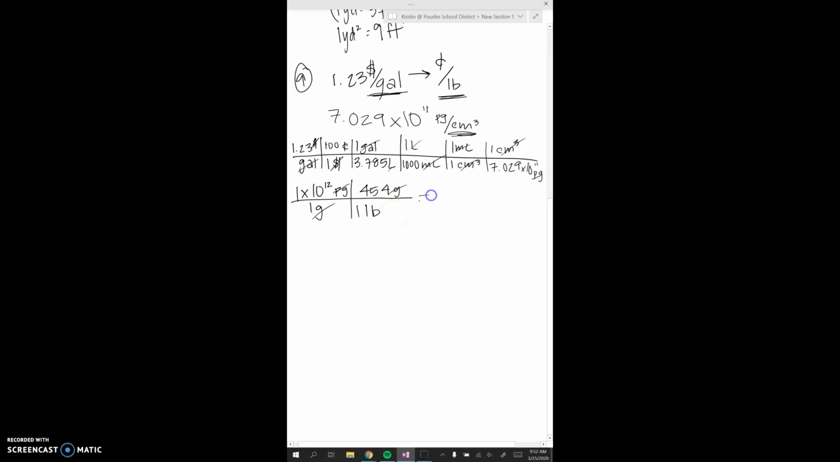Multiply the top, divide by the bottom, should give you 21 cents per pound. Just be careful when you're using your calculator for this one. There's a lot of numbers, and just use some parentheses for the ones with scientific notation, just to make sure your order of operations goes well. But yeah, it can be a little bit tricky to figure out which different conversion factors you might need, but ultimately you're just trying to match the things that you've been given in the problem.